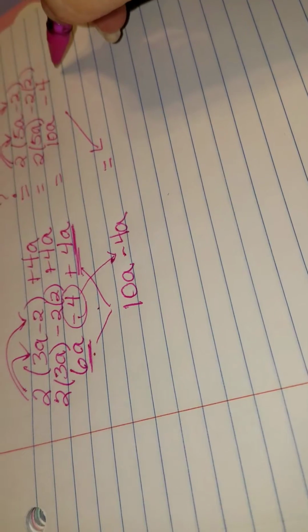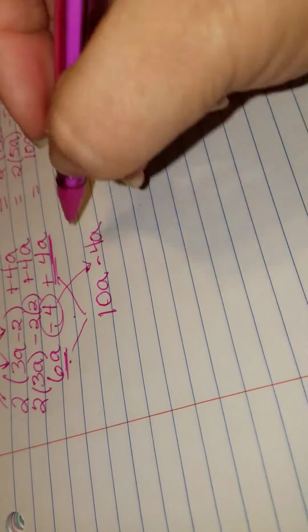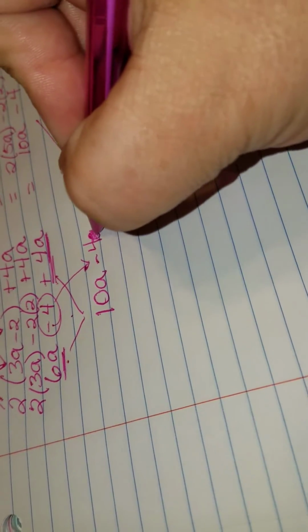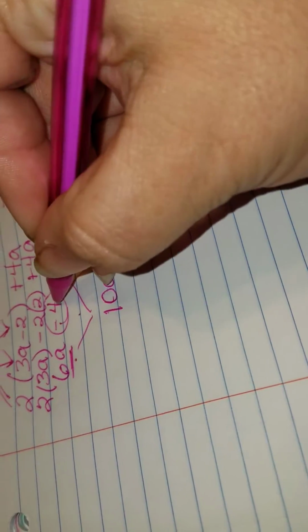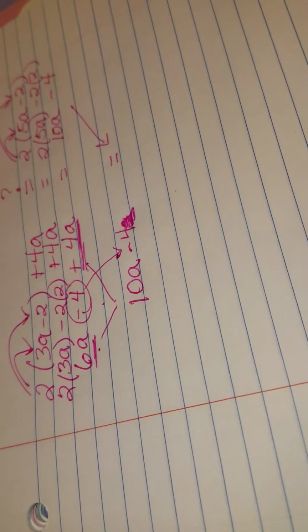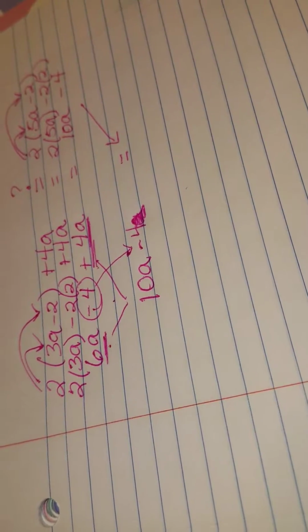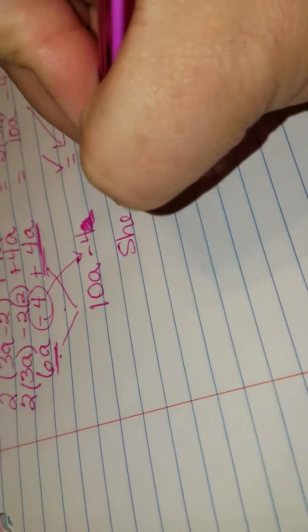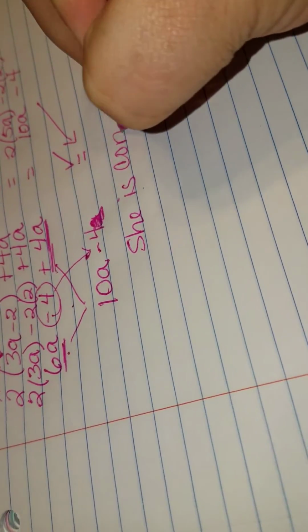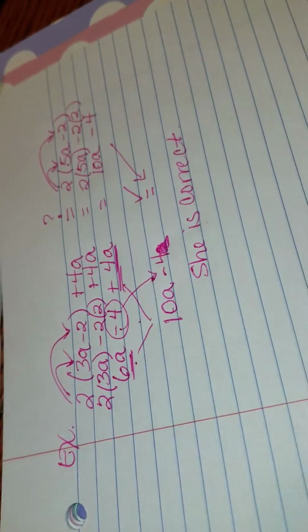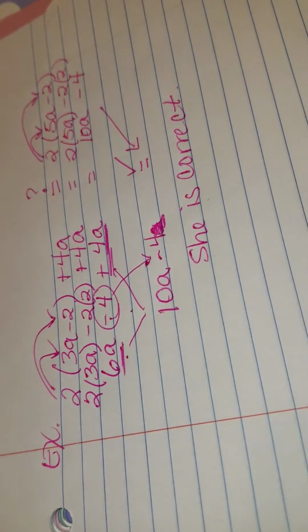10a minus 4 and 10a minus, oops, that a is not supposed to be there, minus 4. Don't put an a there if it doesn't need to be there. Is 10a minus 4 equal to 10a minus 4? You betcha. So we say she is correct. And your work basically is what is proving if she is right or not as far as the explanation goes.